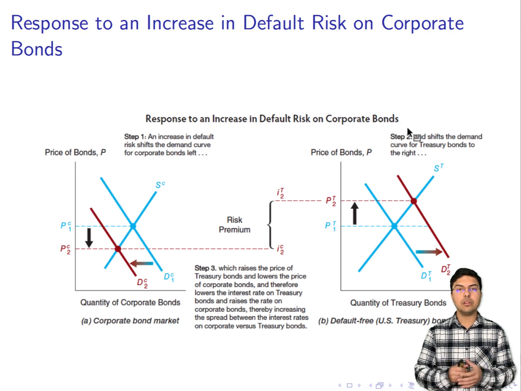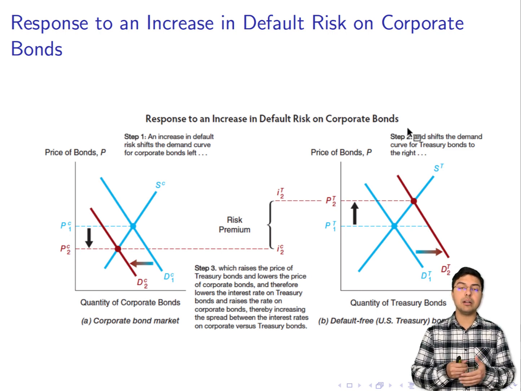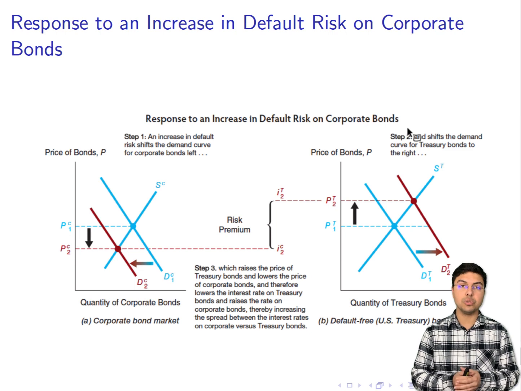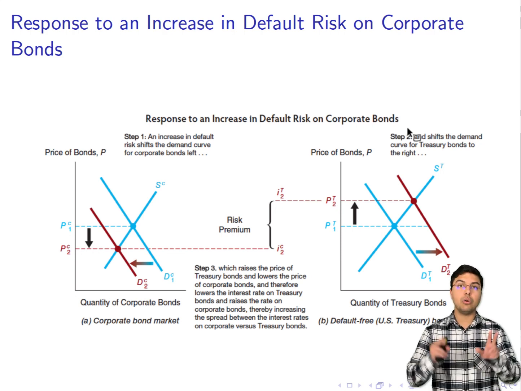Okay? Now here we are showing how exactly an increase in default risk increases the interest rate on corporate bonds. So to begin with, assume there are two kinds of bond markets. On the left hand side, we have a corporate bond market with demand and supply curves for corporate bonds. While on the right hand side, we have the US government bond market, where again we have the respective demand and supply curves for US government bonds. And to begin with, we are assuming that the demand and supply for both corporate and US government bonds are such that the price of corporate bonds, P1C, is equal to the price of Treasury bonds, P1T. So at this point we are assuming that corporate bonds are also riskless.